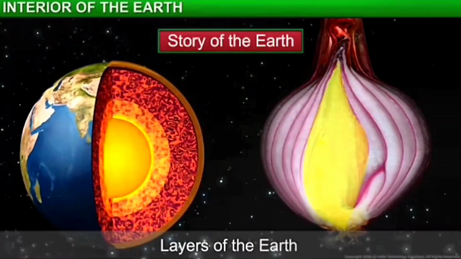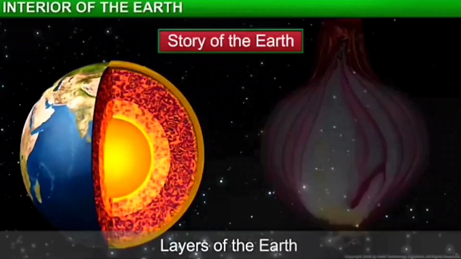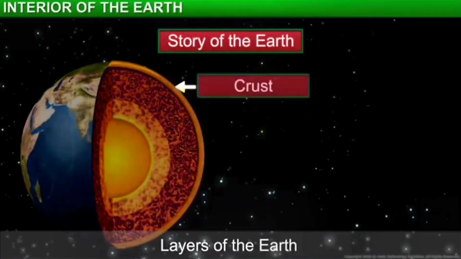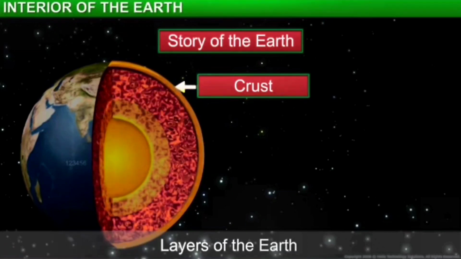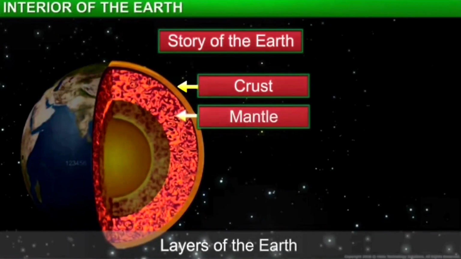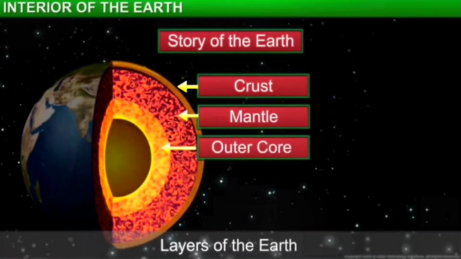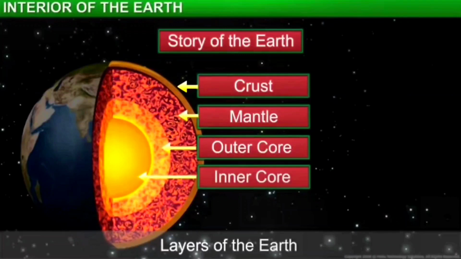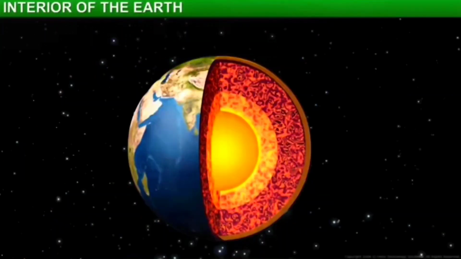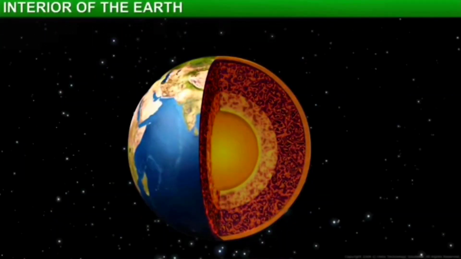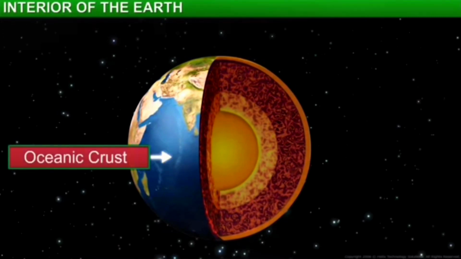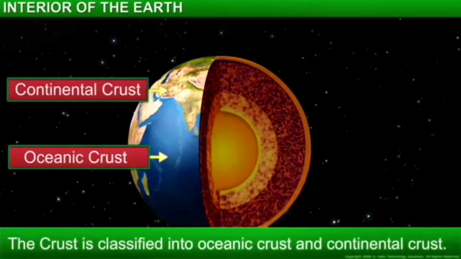These layers are arranged one on top of the other. The outermost layer is the solid crust. Next is the highly thick layer called the mantle. Below the mantle is the liquid outer core of the earth. A solid inner core forms the earth's innermost layer. The topmost layer is the thinnest layer. This layer can be classified into oceanic crust and continental crust.